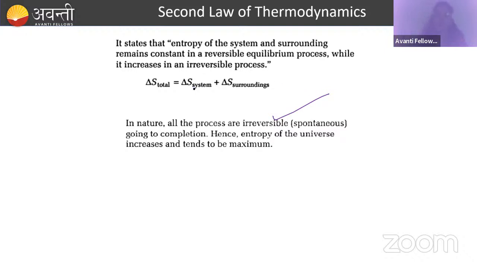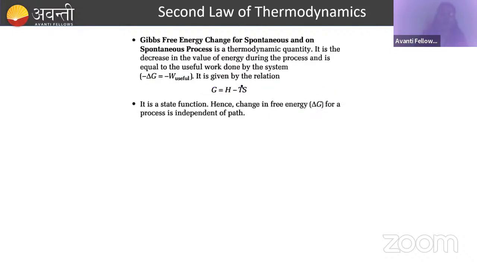ये सिस्टम और सराउंडिंग की जो एंट्रोपी है ये हमेशा कांस्टेंट होती है, लेकिन यूनिवर्स की टोटल एंट्रोपी हमेशा इंक्रीजिंग है और it always wants to have a maximum value. Okay, next, what gives the free energy change for a spontaneous process? You know delta G is equal to delta H minus T delta S.